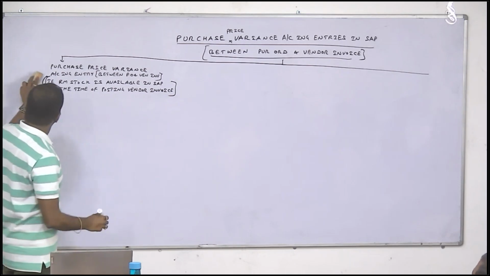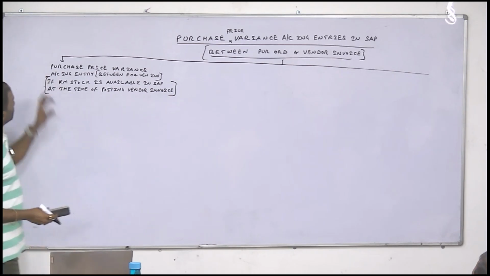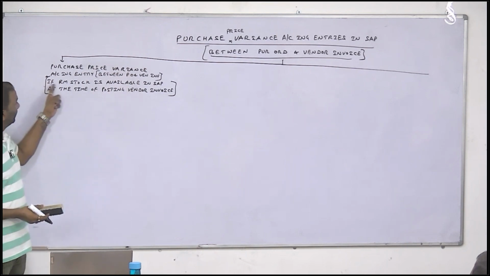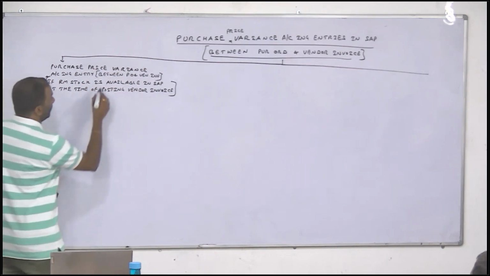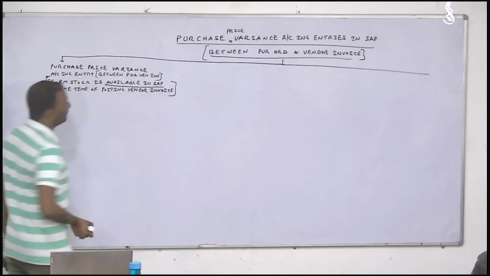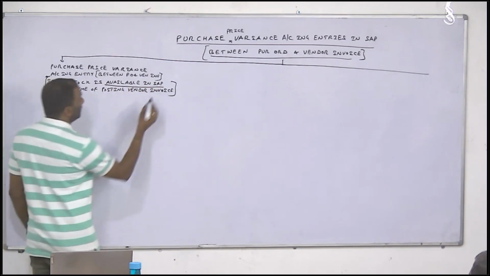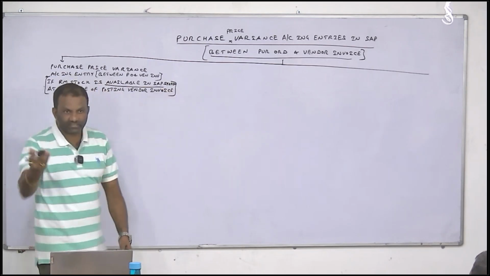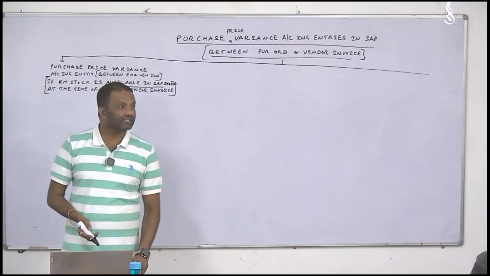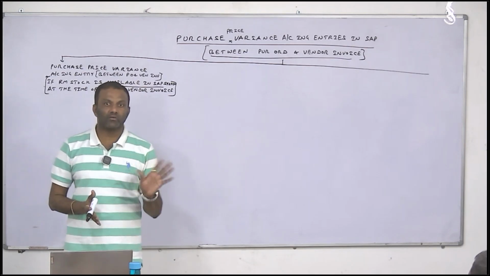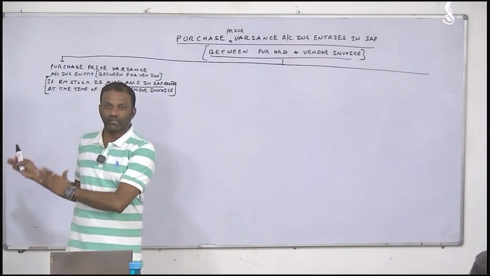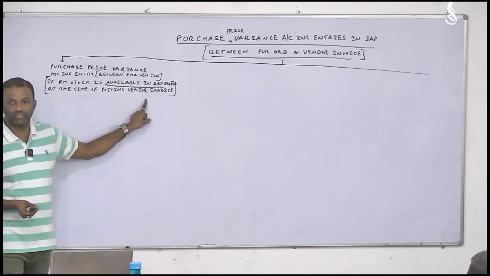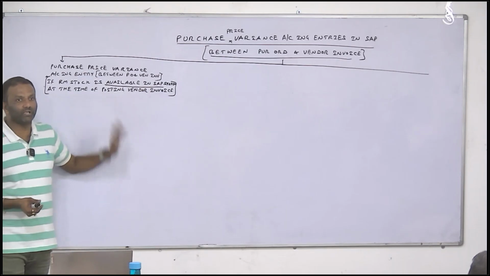What is the first scenario? Purchase price variance accounting entries between PO and vendor invoice if raw material stock is available in SAP system. What does available in SAP system mean? Organization has received goods, but they have not consumed. They kept that in the godown. That's it, at the time of posting the vendor invoice.